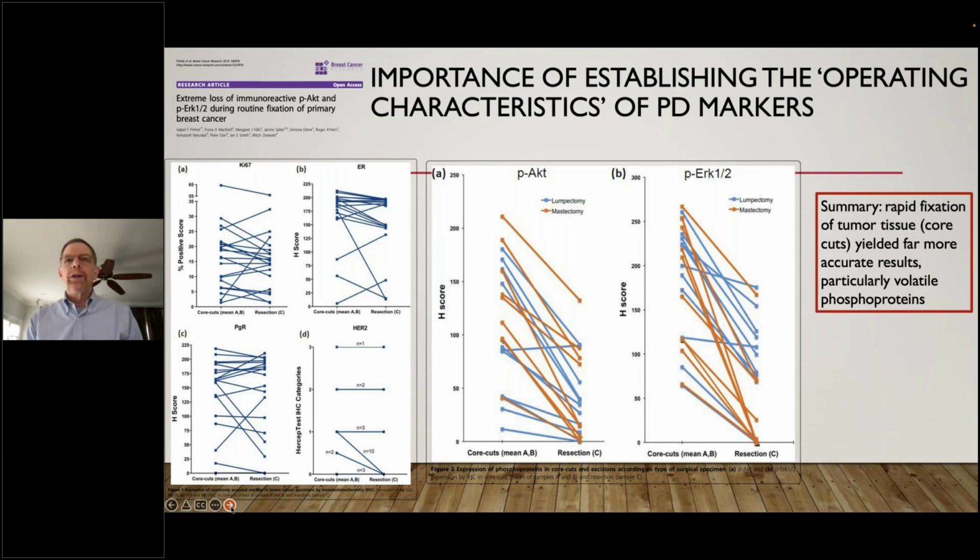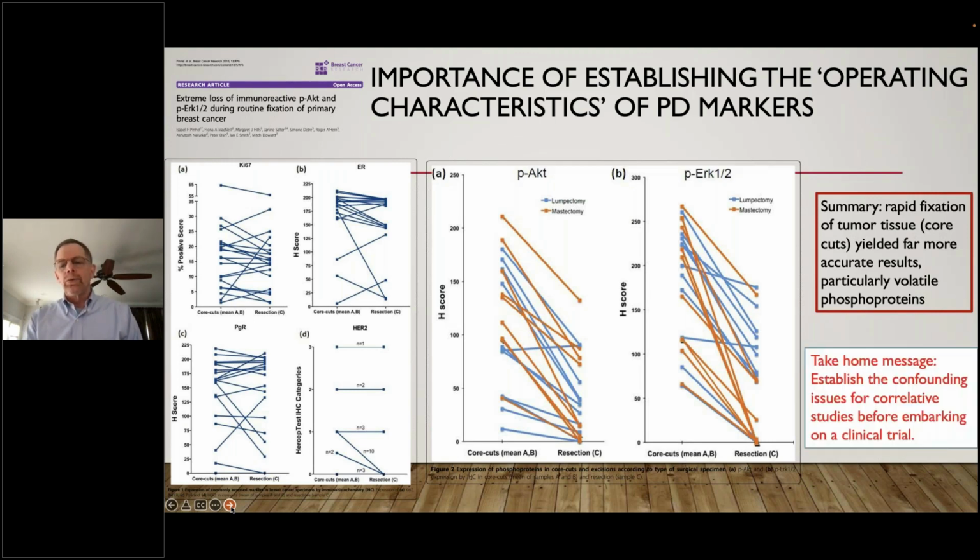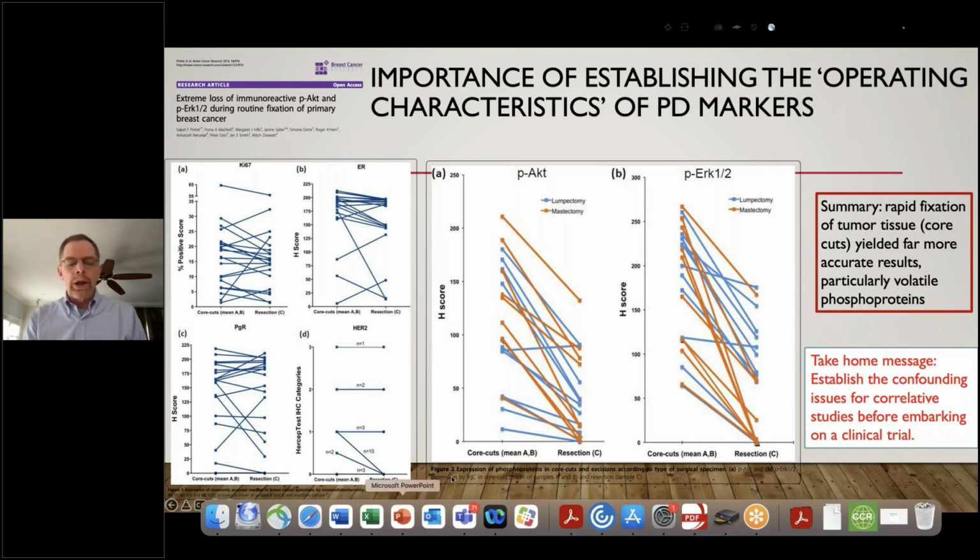And so had their study included their targeted agent, and they only looked at the subsequent mastectomy, they would have falsely felt like they had actually inhibited their target, when in point of fact, that was just the spontaneous loss of the phosphoepitopes, phospho species of these proteins. So really important, the take-home message being you have to establish all the potential confounding issues before embarking on the clinical trial.